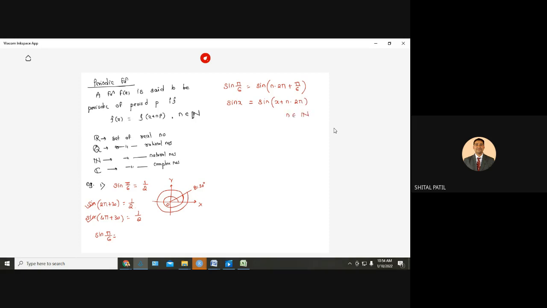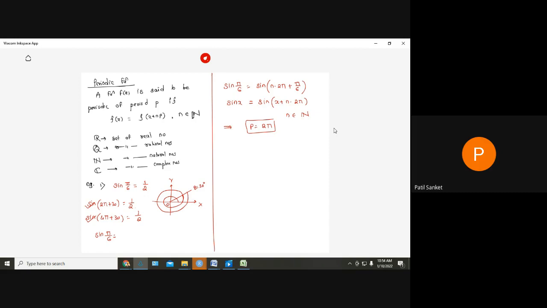Okay, so what is the conclusion? Period is 2 pi. Write this, or you just write period of sine x is 2 pi. If you know all these things, no need to write them again and again. Any other example of a periodic function?